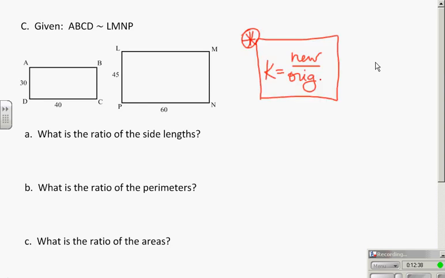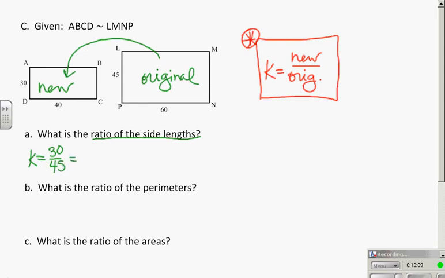A key to remember as we get going in this unit is that K is always the new figure over the original, or new over old. And if I make this one my original, and I'm going to move to this guy who is my new, I now can be consistent throughout all of my calculations in finding the different values. So the ratio of the side lengths is as simple as saying K is equal to new over old. We always reduce fractions. 15 is your common factor, and my K is 2/3.